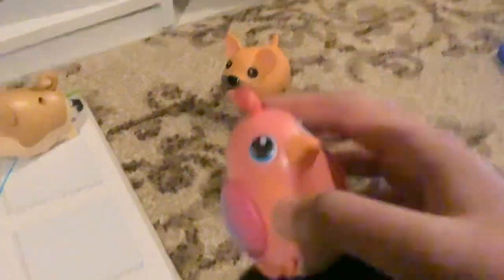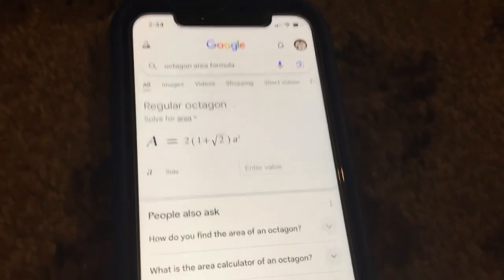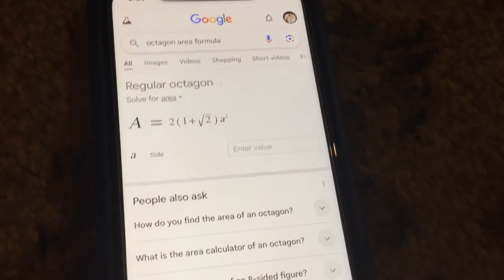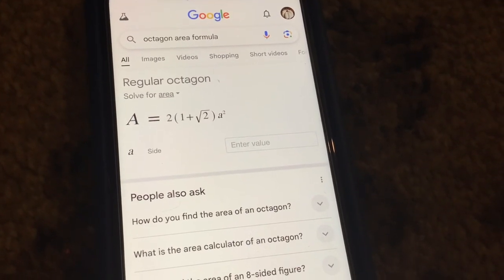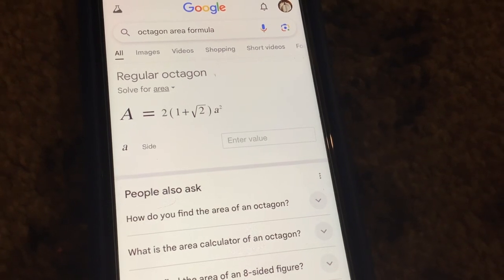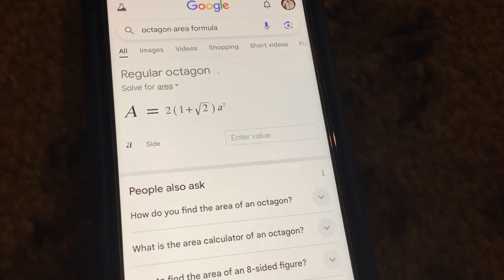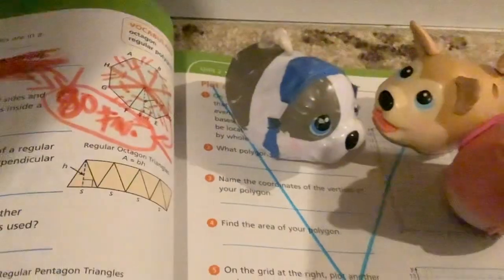The actual way to find the area of an octagon is by doing this. The area of a regular octagon equals 2 times 1 plus the square root of 2 times a squared. Again, as I said, we are not going to be using this formula because it's too difficult. Instead, we're going to be using a simpler formula, the isosceles triangle formula. So, let's get right to work.